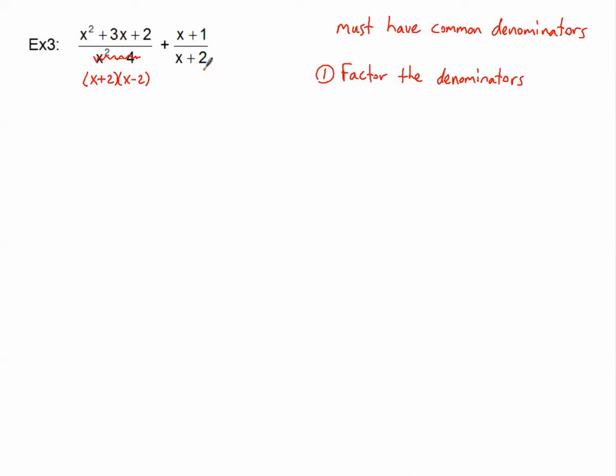So once we've done that, our second step is find the LCD. The LCD is all of the prime factors that we see. So we're looking at the denominators. I see an x plus 2, and I actually see an x plus 2 in both denominators. So that's okay, they already have them. So the LCD in this case is going to have to include the x plus 2. But what else do I see?